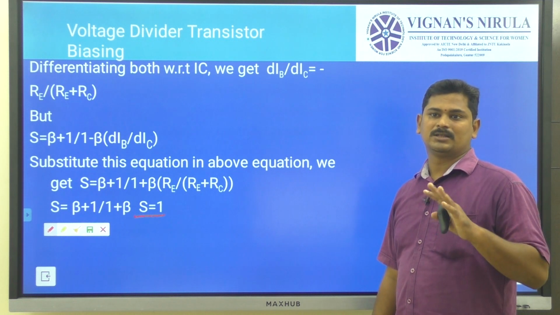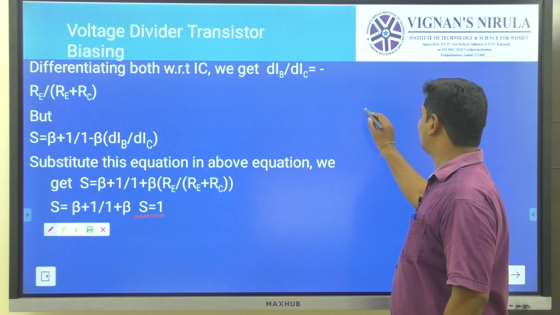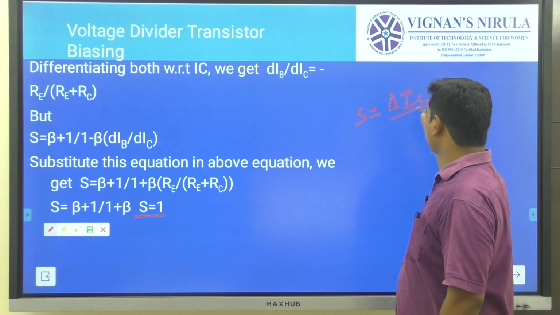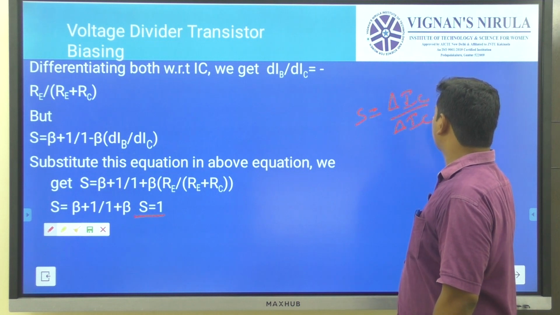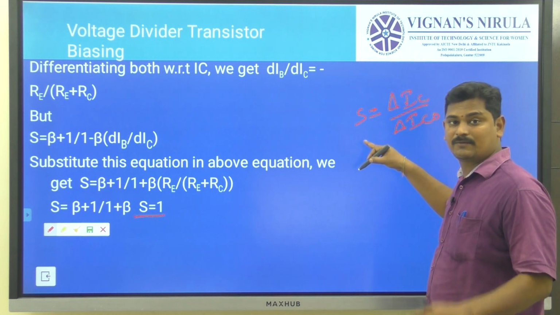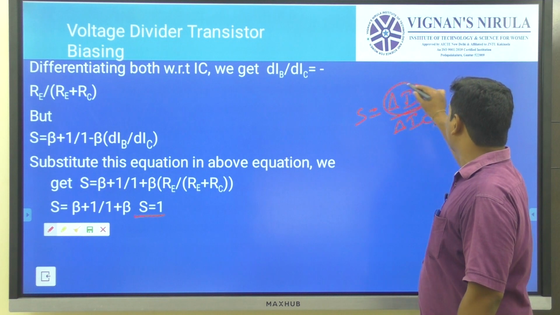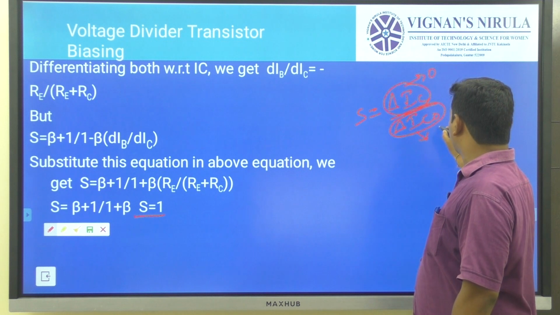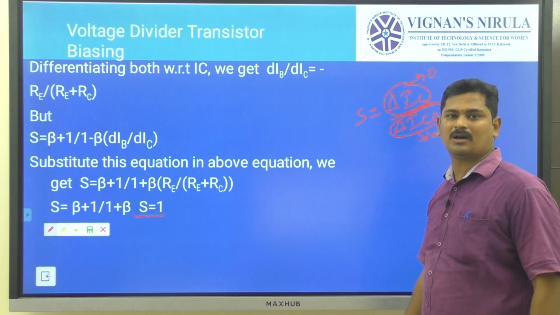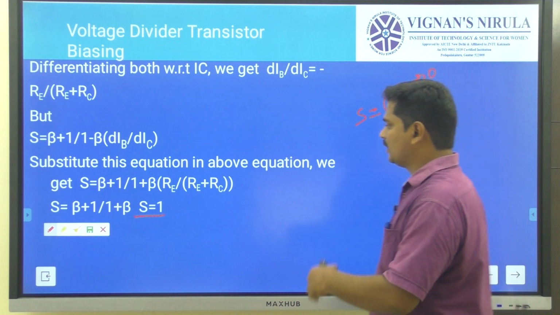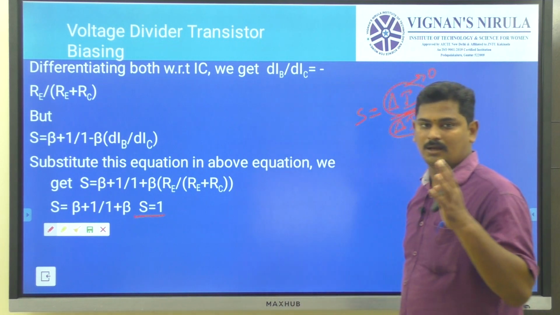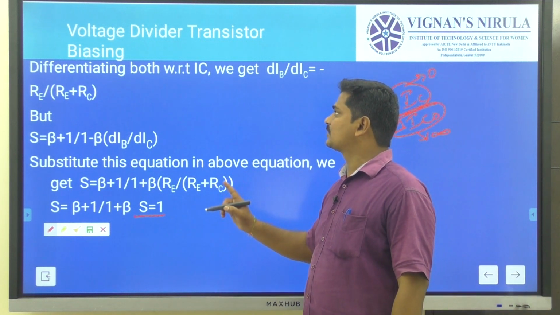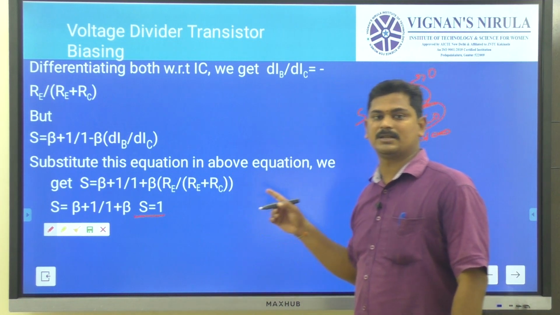Because the stability factor is S equal to delta IC by delta ICO. If S should be equal to 0, then IC should equal 0, or delta ICO should equal infinity. Both will not exist. That's why the stability factor always has a minimum value of 1, and in this voltage divider circuit the stability factor is 1.